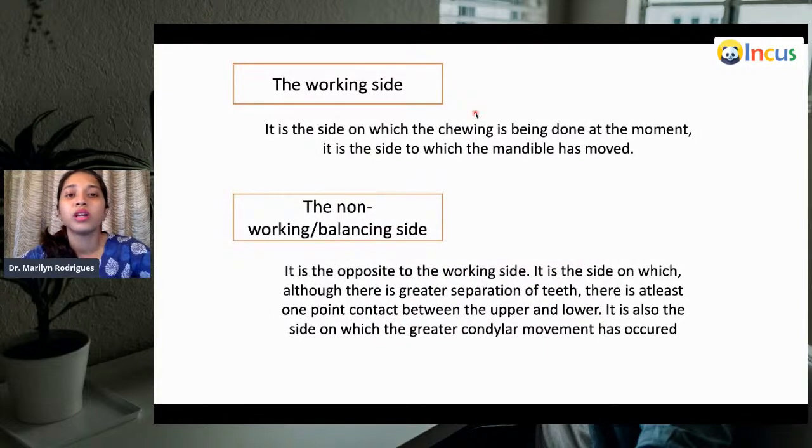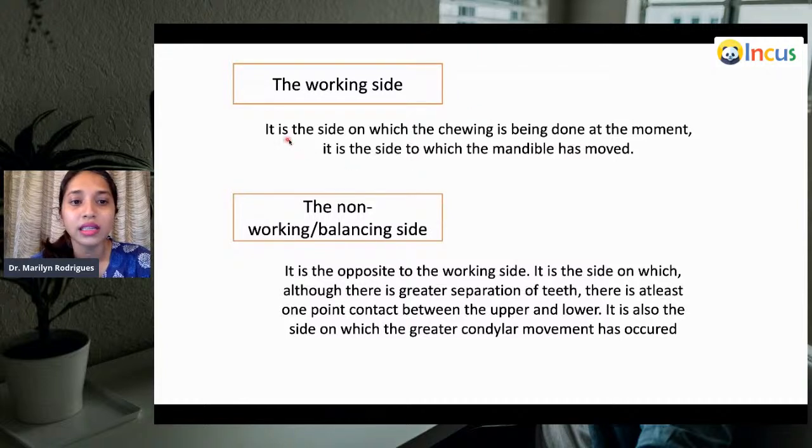Now, I had explained to you in the last class, when I was explaining mandibular movements, that I had briefly described the working side and the non-working side. I had put up a diagram, and if you all remember, the working side is the side to which your mandible moves. Suppose I'm moving my mandible to the right-hand side, the right-hand side will be your working side, and the left-hand side will be your non-working or balancing side. So let's brush up a little with that.